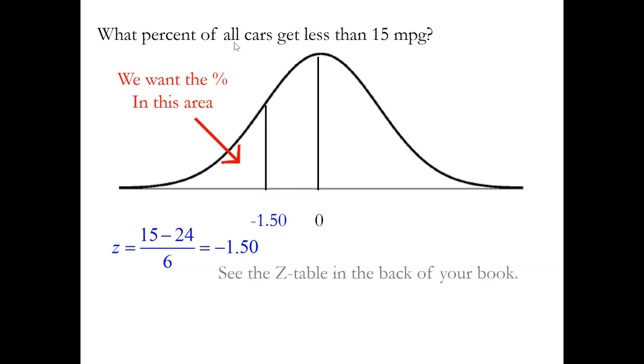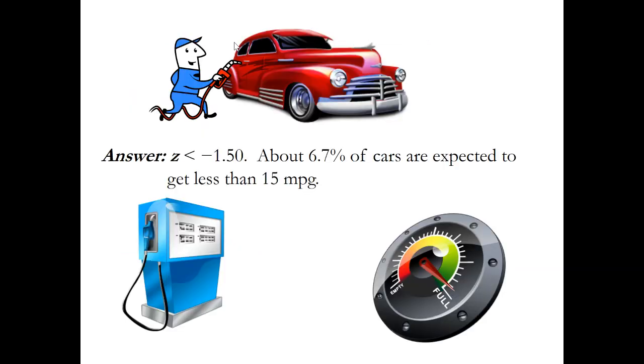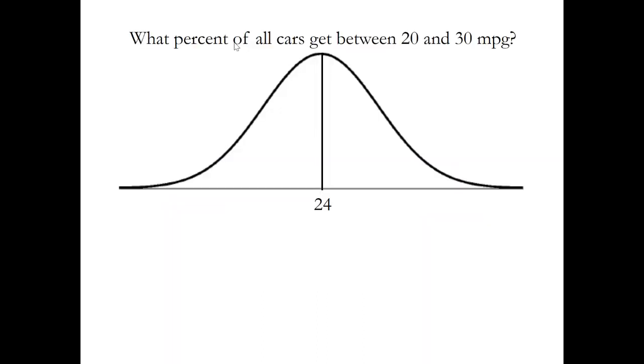I'm using a z-score table in the book. That's what we'd find out. So we expect about 6.7% of cars get less than 15 miles per gallon. Or I could also say, if I picked a car at random, there's about a 6.7% chance I'm going to pick a car that gets less than 15 miles per gallon, because the proportion of cars and the chance of getting a car are kind of the same thing there.